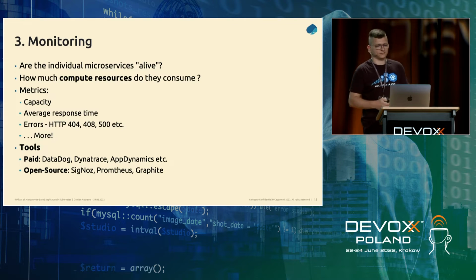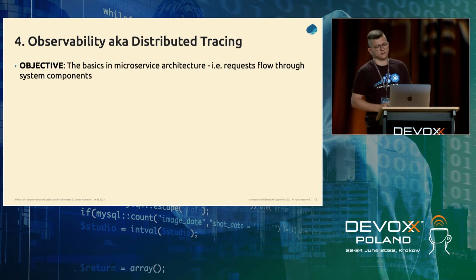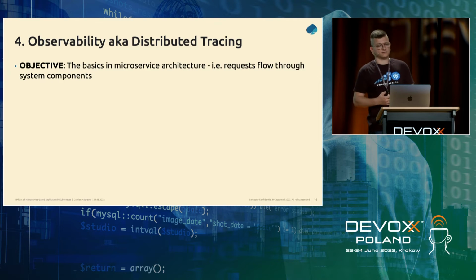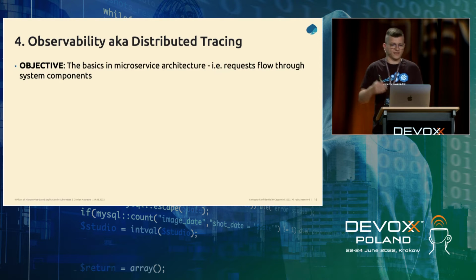But this is not the end of our important things when it comes to deploying the apps into Kubernetes. Of course, we should care about observability, aka distributed tracing. So this is, I think, the most important thing in microservice architecture at all. So we should be able to track the request flow through the system components.